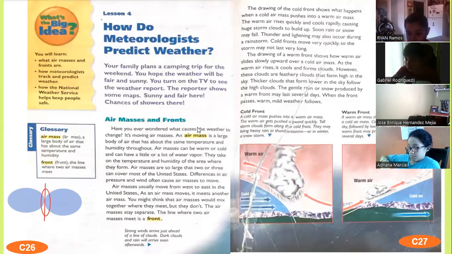But what happens if the air mass forms in the North Pole? The temperature is going to be low because the North Pole is a very cold place. And the amount of water could be a little bit more than in a desert. So the drawing of the cold front shows what happens when a cold air mass pushes into a warm air mass. So we have a cold and a warm.